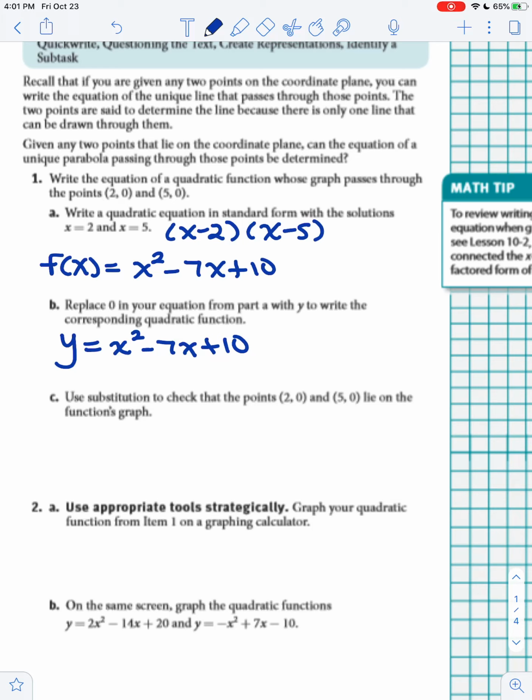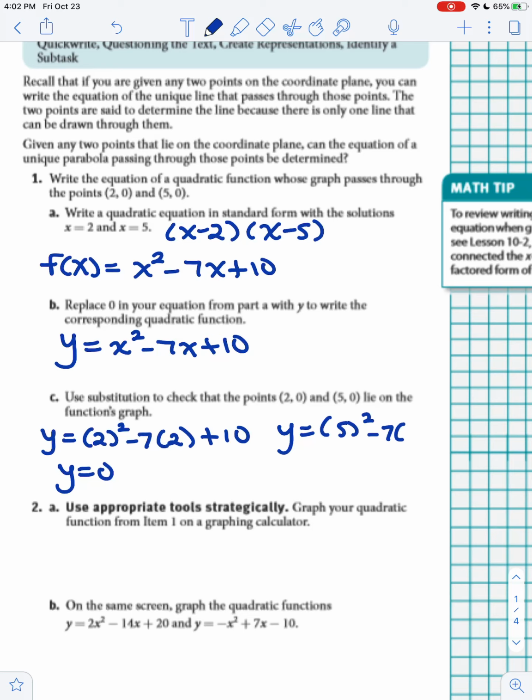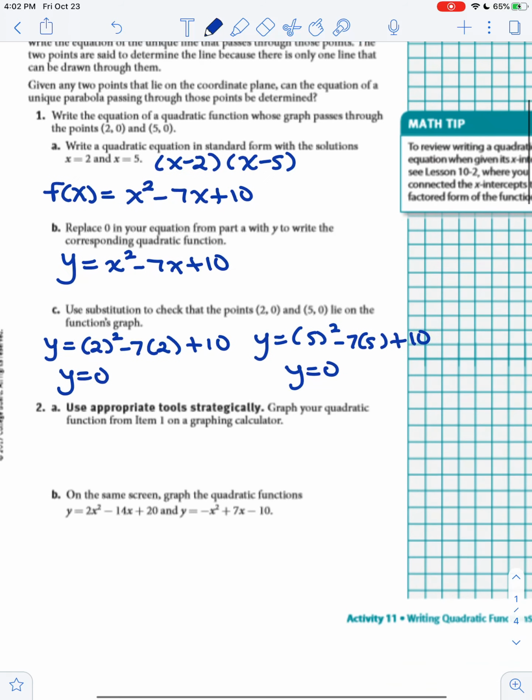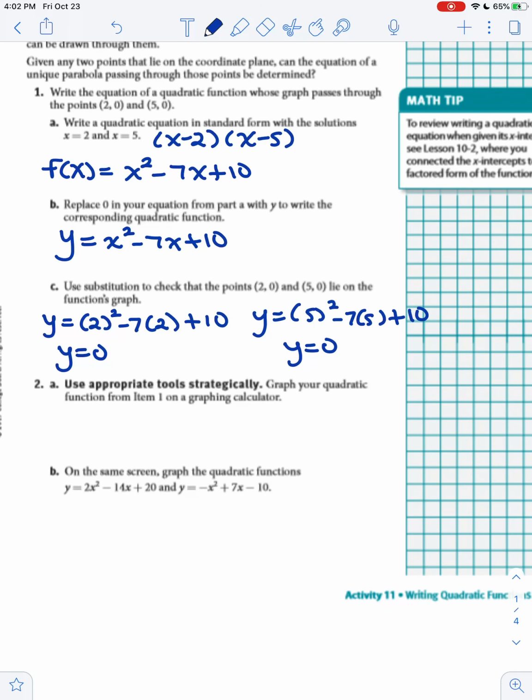And we could use substitution to check to see that those points do lie on that graph by plugging in a 2 for x and noticing that we're going to get out a 0 for y. So if y equals 2 squared minus 7 times 2 plus 10, we're going to get 4 minus 14, which is negative 10 plus 10. That is 0. And the same is true for (5, 0). If we plug in 5, you get 5 squared minus 7 times 5 plus 10. Again, you get 0. 25 minus 35 is negative 10 plus 10 is 0. So those 2 points do lie on our parabola, so we know that's a good equation for those points.